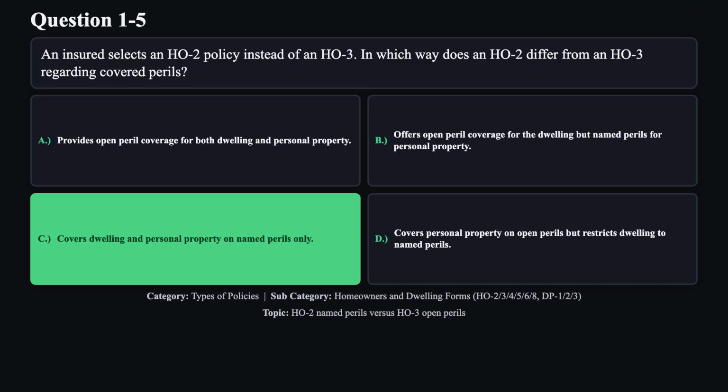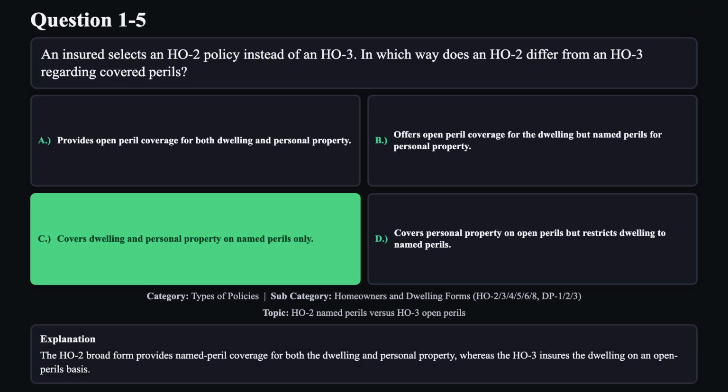The correct answer is C. The HO2 broad form provides named peril coverage for both the dwelling and personal property, whereas the HO3 insures the dwelling on an open perils basis.